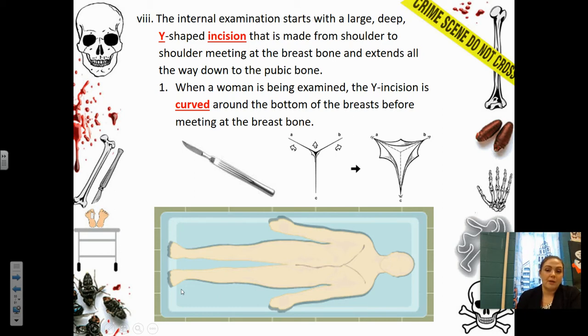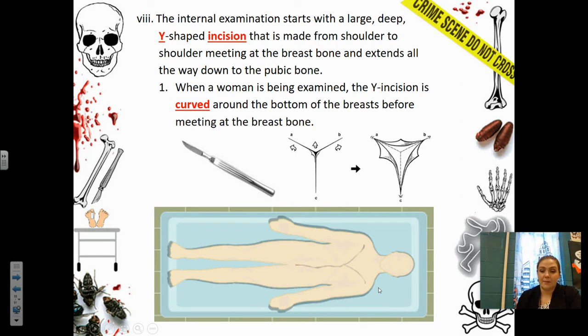The internal examination starts with a large, deep, Y-shaped incision that is made from shoulder to shoulder, meeting at the breastbone, and extends all the way down to the pubic bone. So you can see it here. It's a Y-shaped cut. So you just cut here and here, starting from the shoulder into a Y, and then all the way down to the pubic bone.